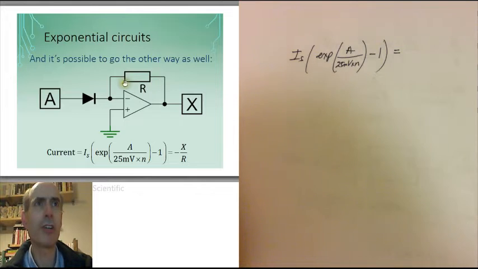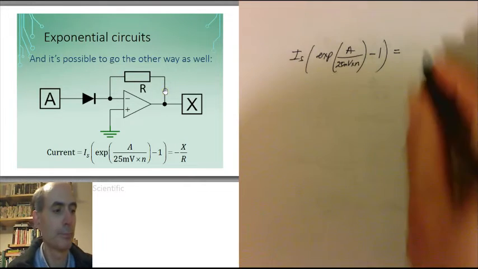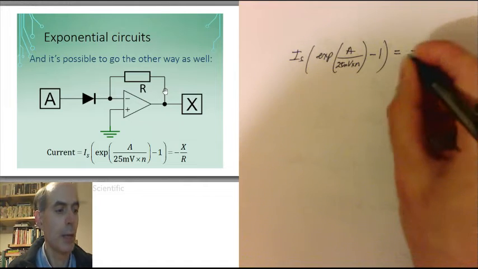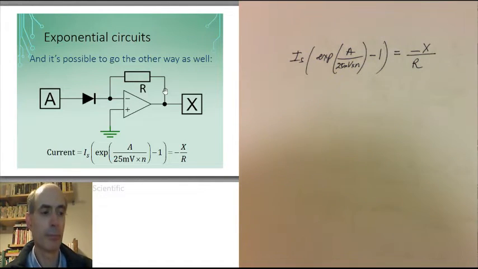But we can also express the current flowing through this resistor here in terms of the voltage across the resistor and the value of the resistance. Well, the op-amp will be keeping its two inputs at the same voltage, in this case ground, so the voltage across this resistor will just be 0 minus X or minus X. And the value of the resistor is R. So we get this expression.